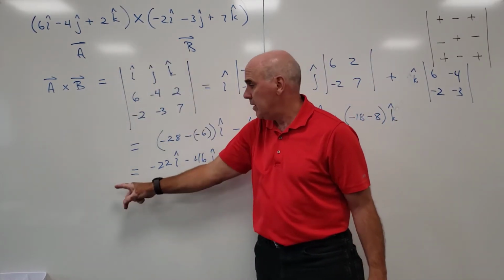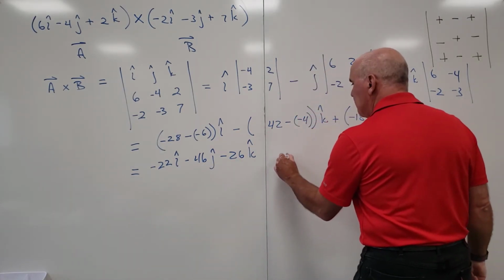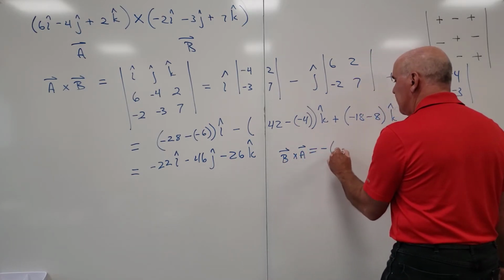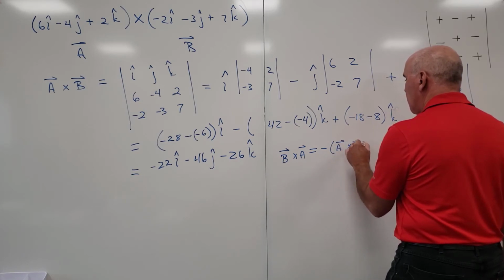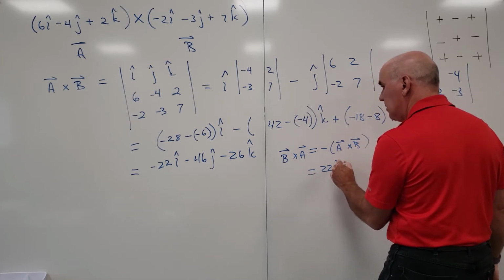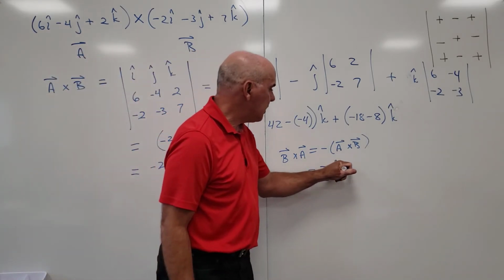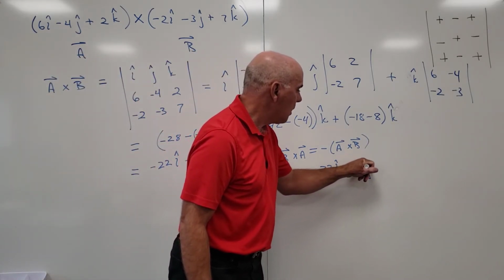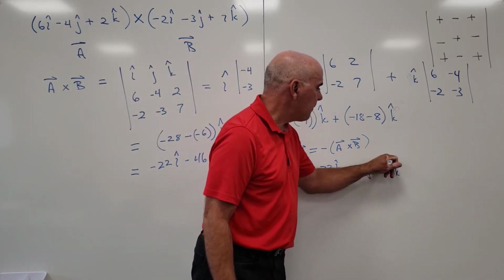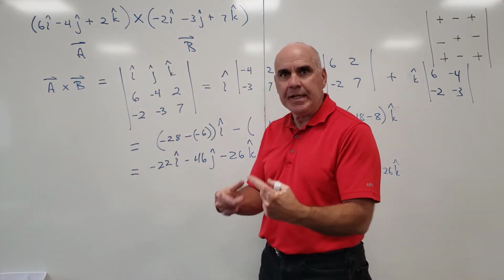Here's A, there's B. Right? That's the cross product of A and B. Real quick aside, B cross A is the negative of A cross B. So B cross A would be equal to 22 i hat, right? Just change the sign. Plus 46 j hat. Plus 26 k hat. Okay, so it's the opposite. It's the negative of it.